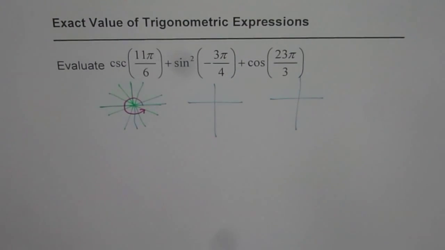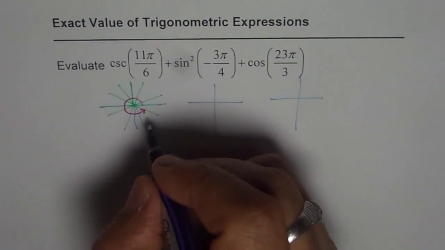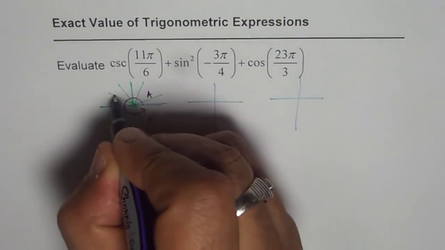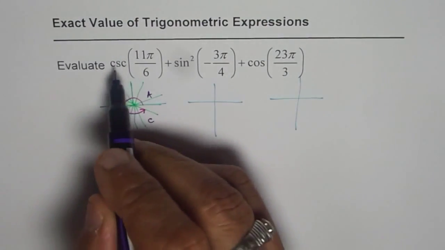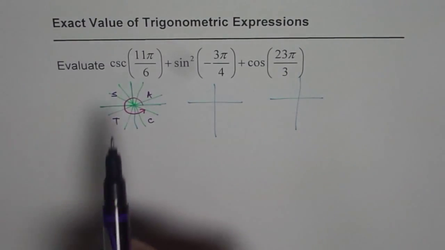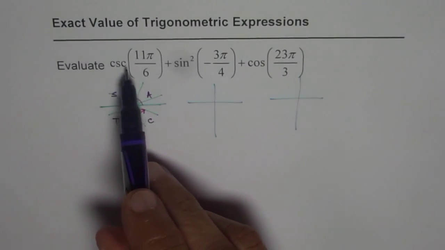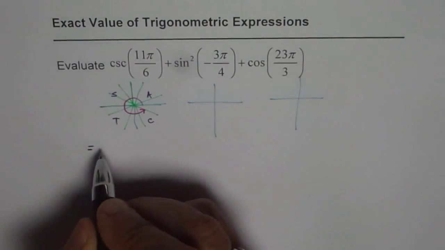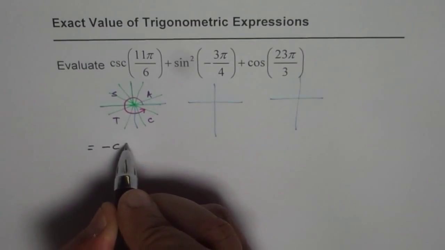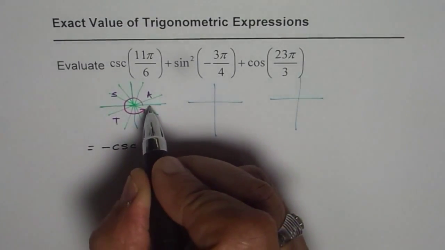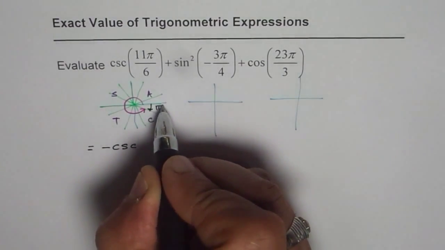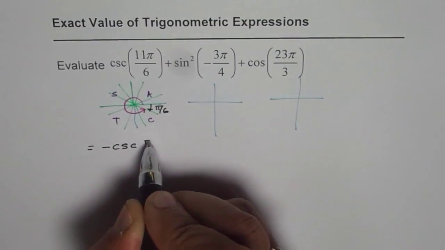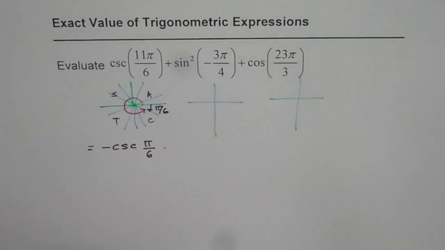Now, as per the cos rule, which you know, cosecant is the reciprocal of sine, so that will be negative, right? So we can write our expression now as equal to minus cosecant, and what is the related acute angle? Pi by 6, right? So that is how we can write the first expression.